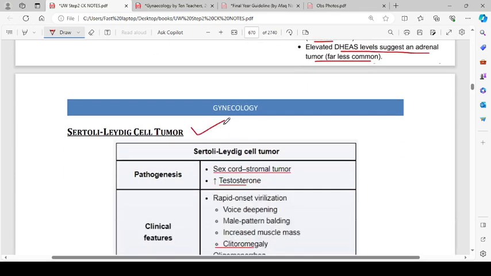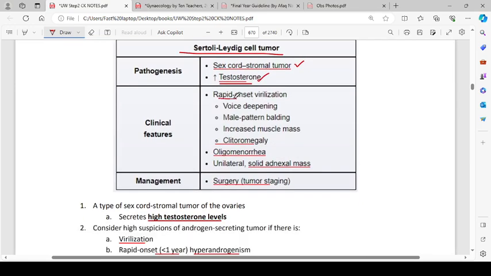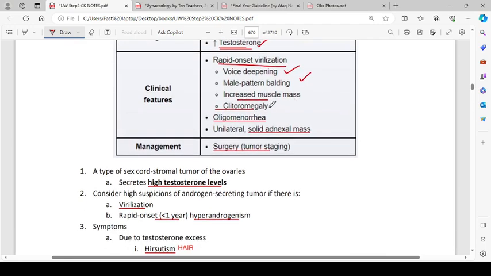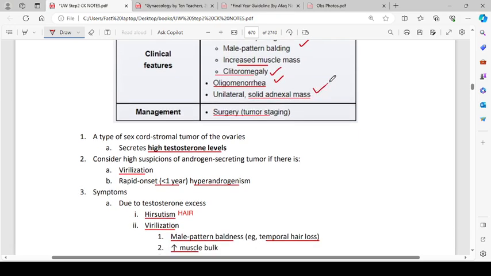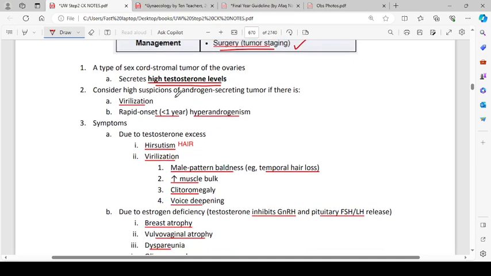In Sertoli Leydig cell tumors, the pathogenesis is sex cord stromal tumor, and there is increased testosterone. The clinical features are rapid onset virilization with voice deepening, male pattern balding, increased muscle mass, clitoromegaly, oligomenorrhea, unilateral solid adnexal mass, and management with surgery and tumor staging. A type of sex cord stromal tumor of the ovaries secretes high testosterone levels. Consider high suspicion of an androgen secreting tumor if there is virilization and rapid onset, less than 1 year, hyperandrogenism.